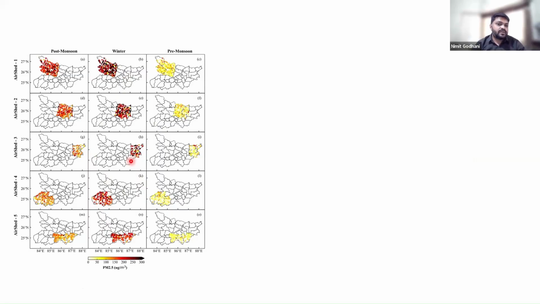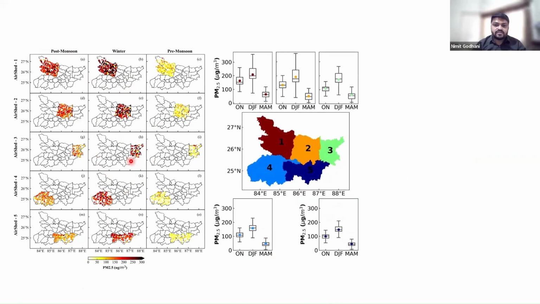And we have also identified in our next work which sources are affecting the most to form this kind of airshed. So this is the more 5 airshed. This figure is a demonstration we gave to the government authorities, showing which regions people have to focus on to control the air pollution.